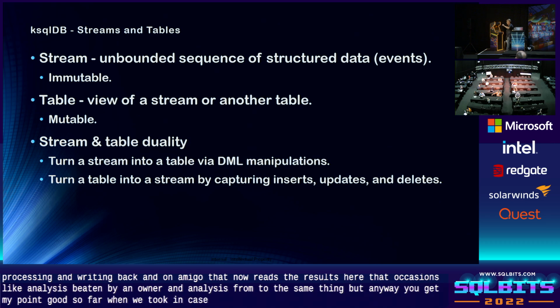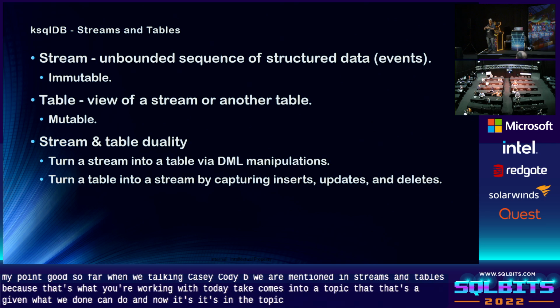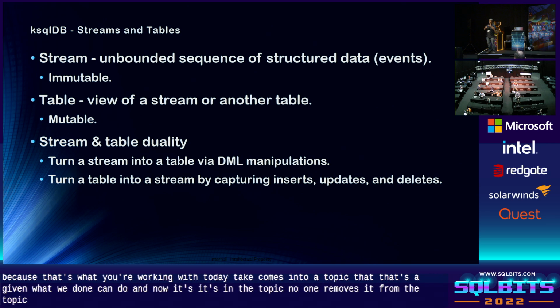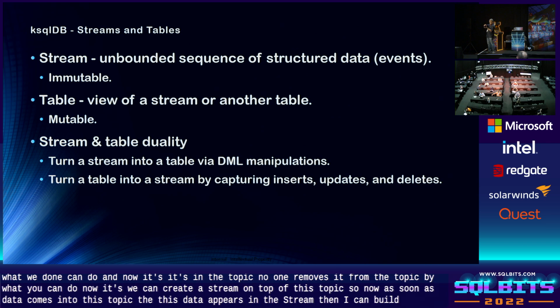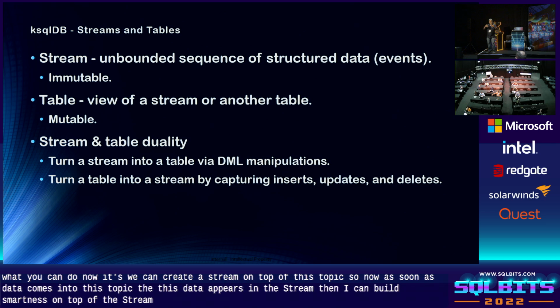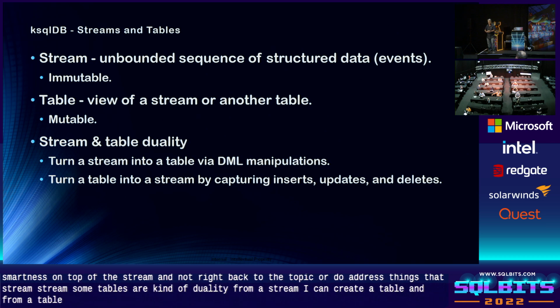When we're talking ksqlDB, we are mentioning streams and tables because that's what we are working with. So data comes into a topic. That's a given. And it sits in the topic; no one removes it. But what we can do is create a stream on top of this topic. So as soon as data comes into this topic, this data appears in the stream. Then I can build smartness on top of the stream and write back to a topic or do other things. So streams and tables have a duality. From a stream, I can create a table, and from a table, I can create a stream.